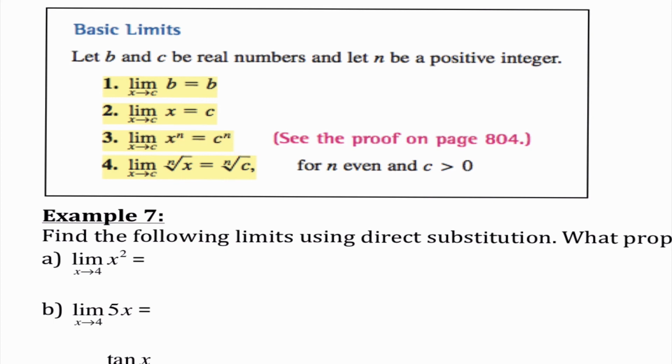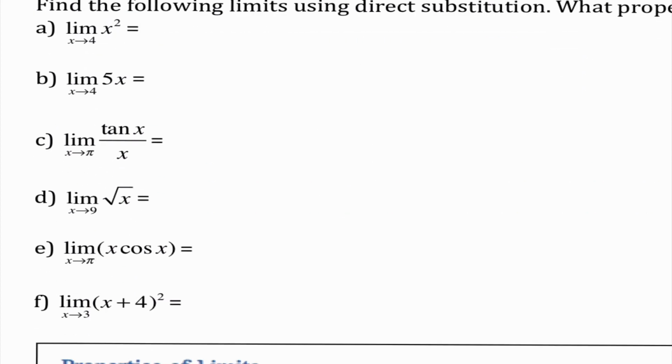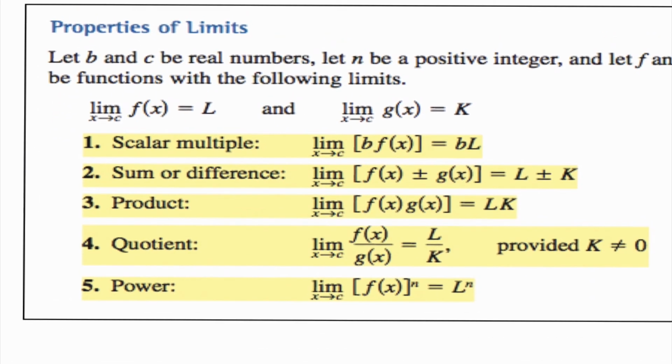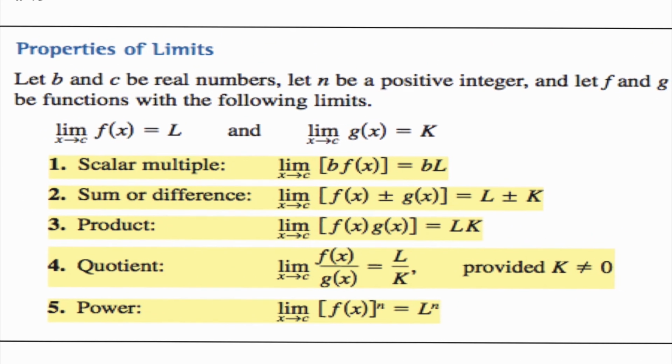For number 3, it says the limit as x approaches c of x to the n power, we can substitute c in and get c to the n power. Our final one, if I have a radical, once again, I can just substitute c in for x, and that would be our limit. Some properties that I just want to point out here, and these are terms you don't need to memorize, but I'm going to point them out today.